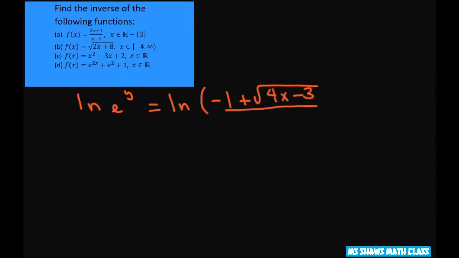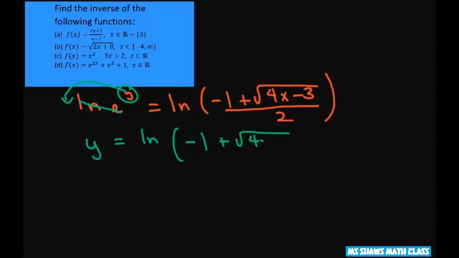When you take the log of both sides, you're going to have ln of e to the y equals ln of -1 plus square root of 4x minus 3, divided by 2. All right, so move this down here. Ln of e is just 1. So you get y equals ln of -1 plus square root of 4x minus 3, divided by 2.